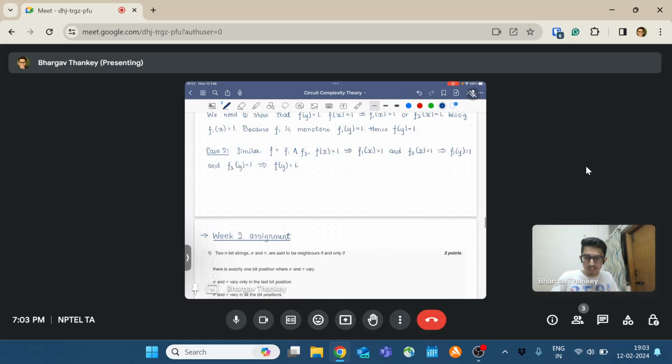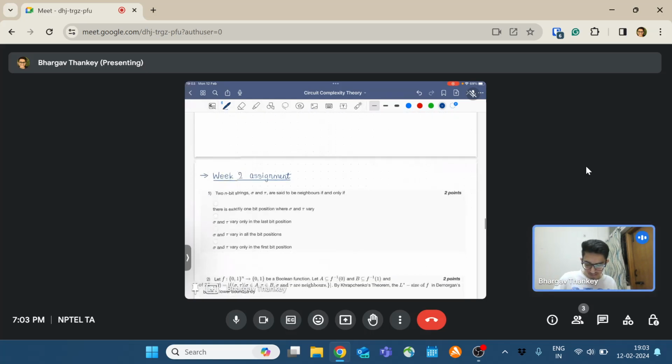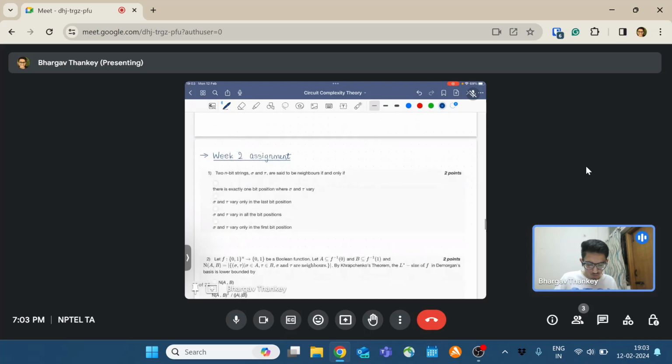Okay, so let's look at week two's assignment. Most of the questions are recall, so we should be able to solve them quickly. Let's look at the first one. Two n-bit strings, sigma and tau, are said to be neighbors if and only if there is exactly one bit position where they vary. Sigma and tau vary only in the last bit; they vary in all bit positions; sigma and tau vary only in the first bit position. Which of these is correct?